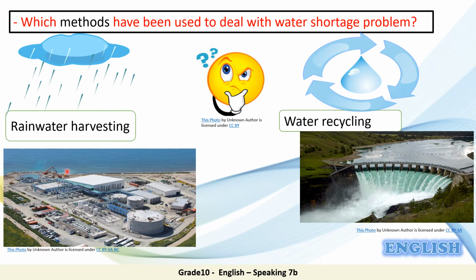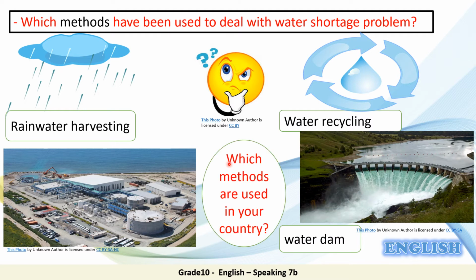How about picture 3? What do we have here? We have a station next to the sea. What do you think is being done here inside the factory, inside the station? Very good. It's the process of desalination. And in picture number 4, this is absolutely a water dam. Dear students, which methods are used in your country? Excellent. In Qatar, we have the process of desalination in 3 stations like the one in the picture.